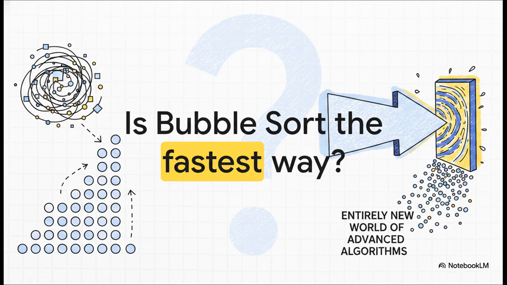But before we wrap up this explainer, I want to leave you with a final thought to ponder. Bubble sort is undeniably easy to read, write, and visualize. But is it the absolute fastest way to sort data? Think about it. What happens if that array has 1 million numbers instead of just 7? The answer to that question opens the door to an entirely new world of advanced algorithms, and I highly encourage you to keep exploring.